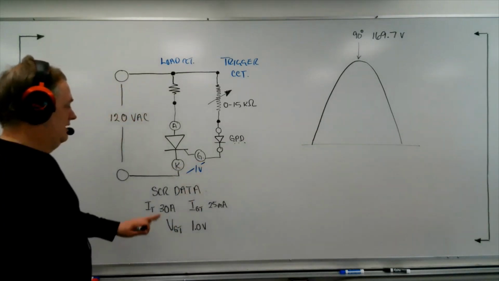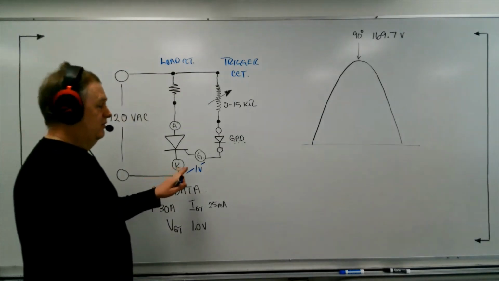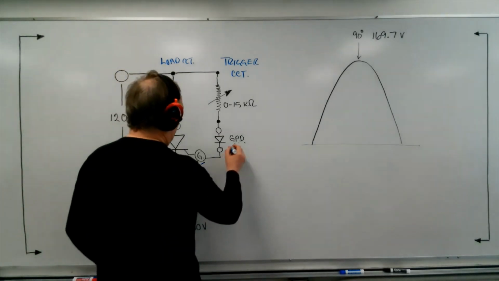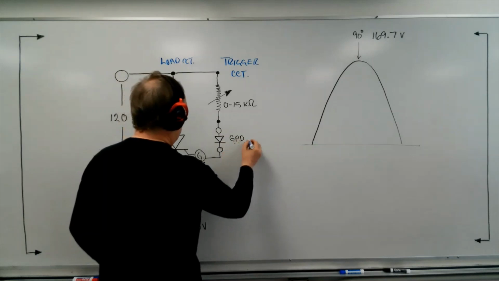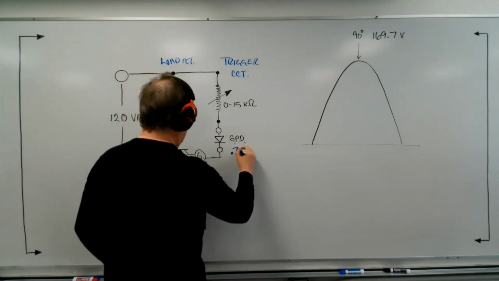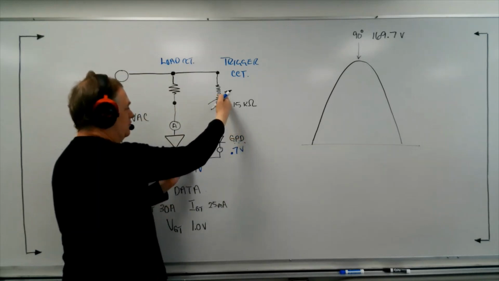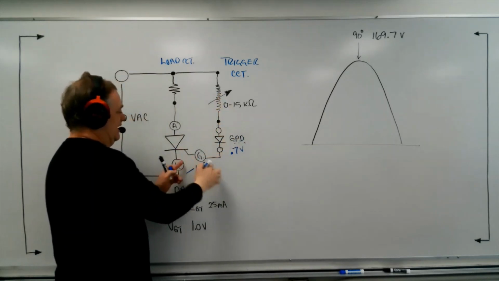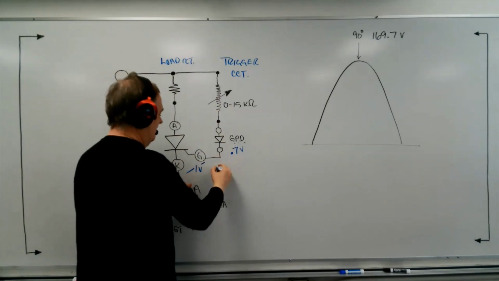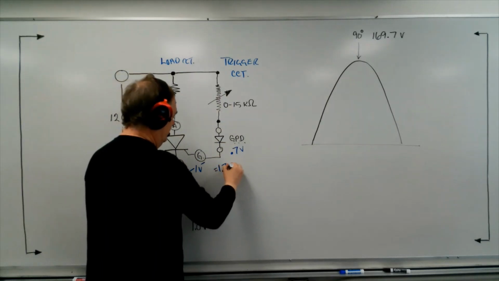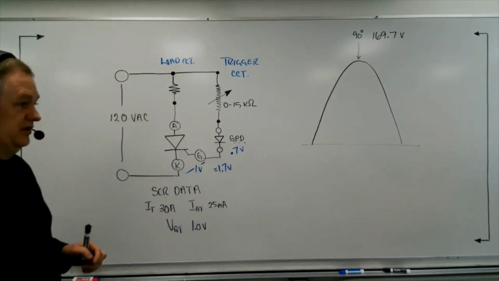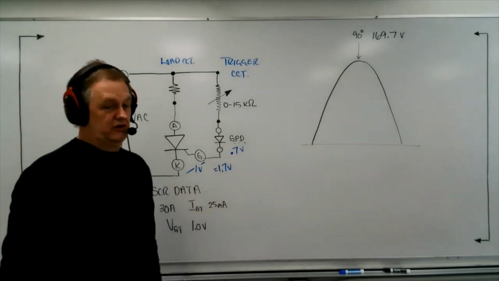Now, we do have another voltage, a barrier voltage, and that's across this diode. And this is 0.7 of a volt. So if you add these two together, really, when we try to push current through here into the gate, we're going to have to overcome 1.7 volts of barrier voltage in order to be able to push the current in.